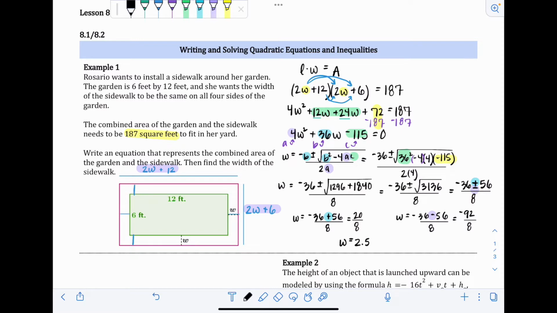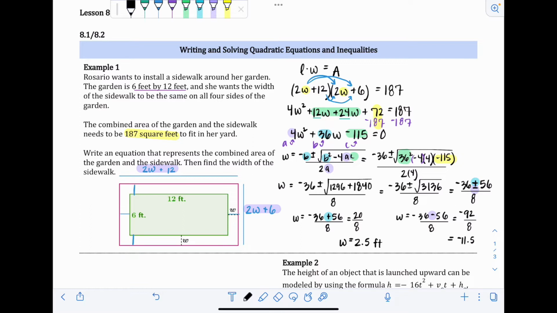And then when we were talking about dimensions, it gave us the dimensions in feet. So we would say 2.5 feet. And then for the other width, if you recognize that that's going to be a negative, you could technically stop there because we can't have a negative width. But just keep solving it all the way through. If I do negative 92 divided by 8, it'd be negative 11.5.